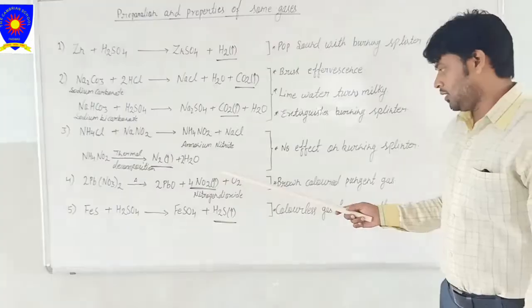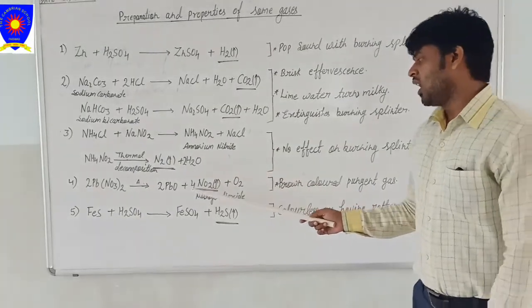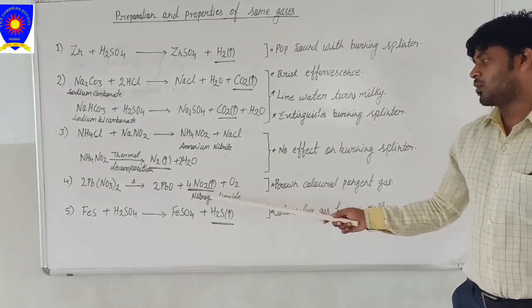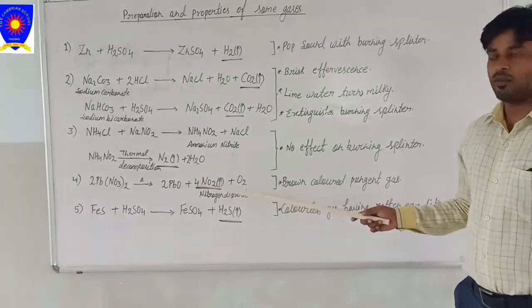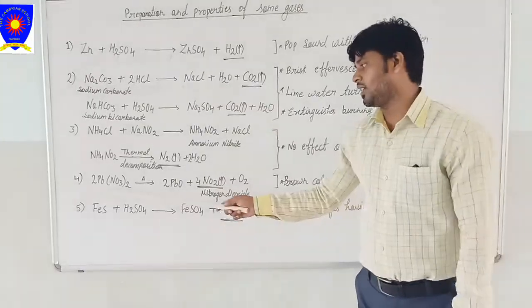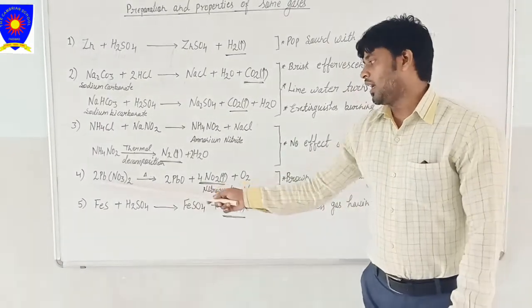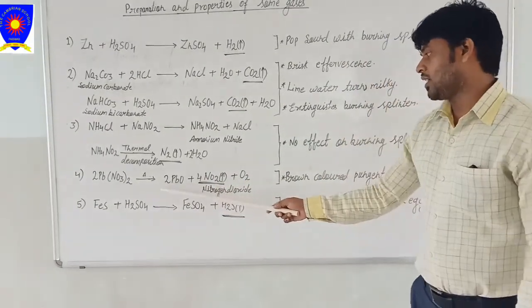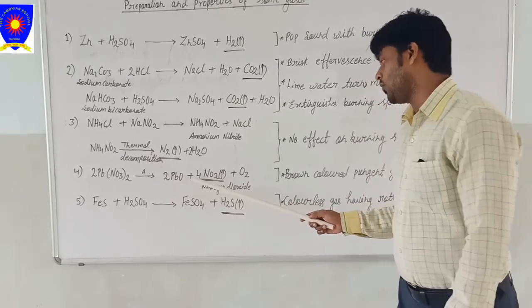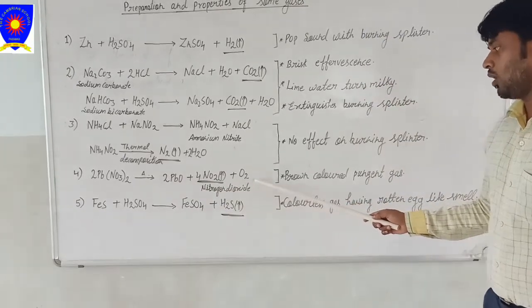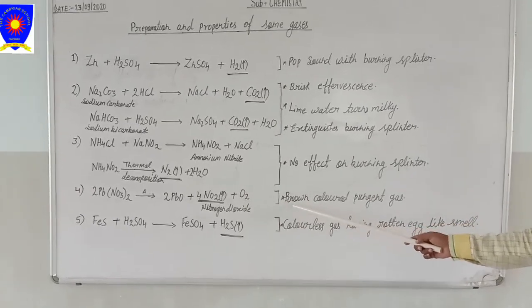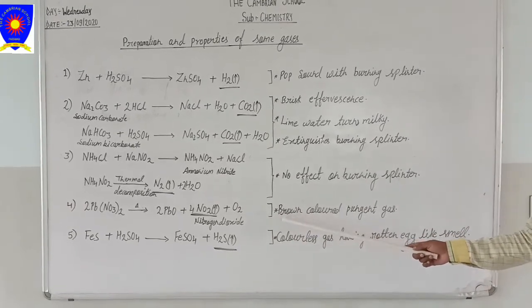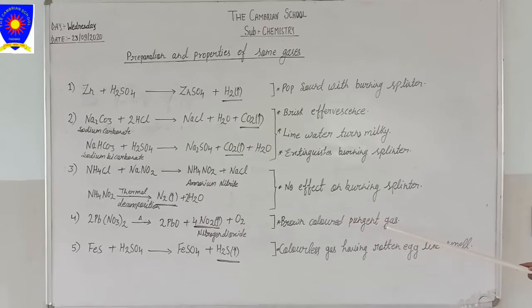Next we can see nitrogen dioxide. How we can prepare the nitrogen dioxide gas: in this we will take lead nitrate. After that it gives 2PbO plus 4NO2 gas plus O2. Now the properties of nitrogen dioxide gas: it is a brown colored pungent gas.